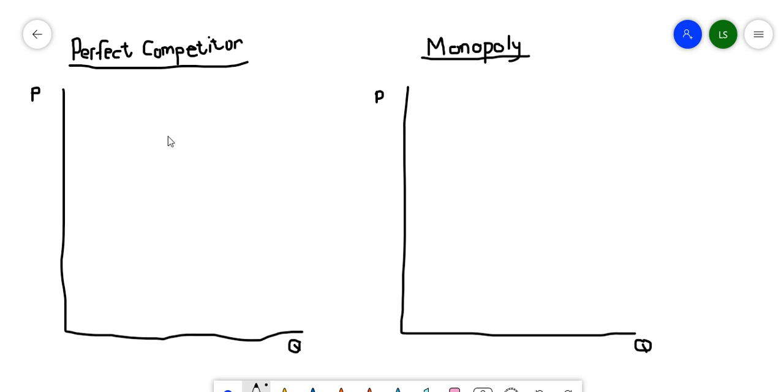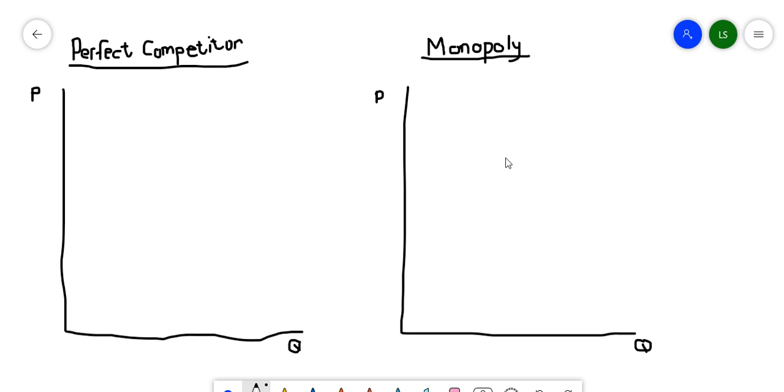All right, just remember when we start drawing, we are making a comparison in the long run. The long run equilibrium of the individual producer in the perfect market and for the monopoly. So we know that in the long run, my perfect competitor is going to make a normal profit and my monopoly is going to make an economic profit because that is their long run equilibrium positions.